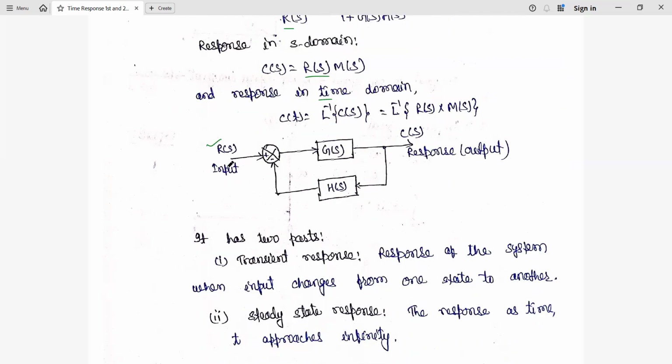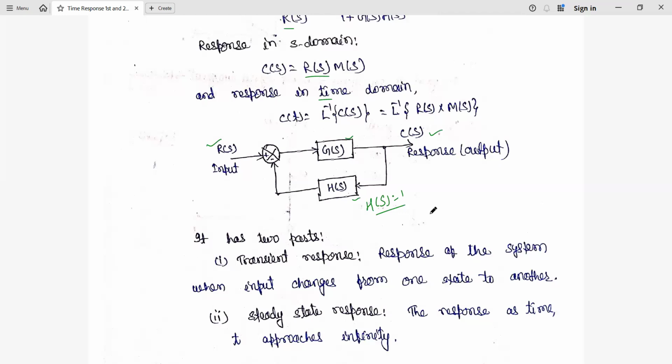Here you can see this block diagram. This is the input in the s domain. This is the output, that is the final response. This is the open loop transfer function G of s, and H of s is the feedback here. Due to that, we are able to obtain the closed loop transfer function. In our case, we are going to consider H of s equal to 1, which shows the unity feedback.